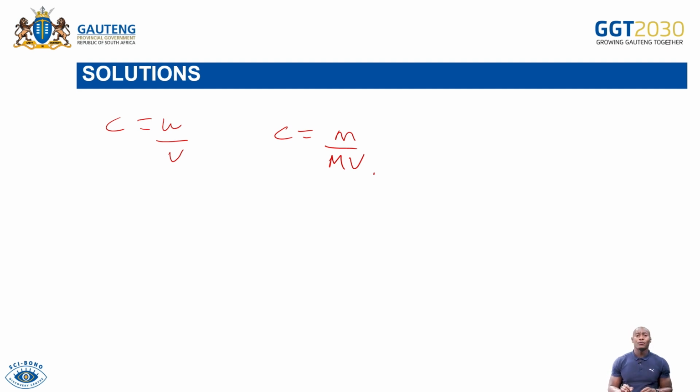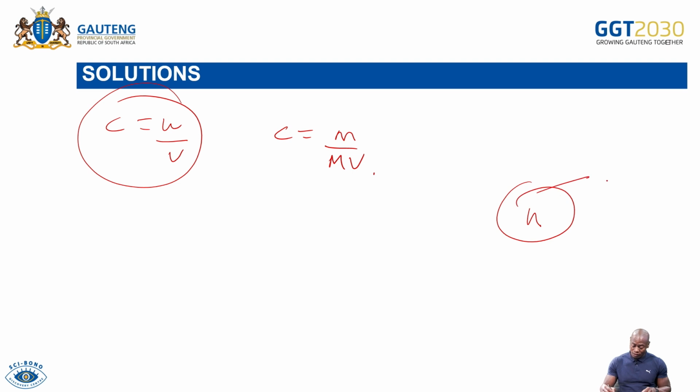So if we want the concentration here using this equation, where should we start? We have to start by getting the number of moles of that substance. And then already we have the volume. So let's start by getting the number of moles. How can we calculate the number of moles? There are different equations that we can use. We can calculate number of moles using mass over molar mass, right?